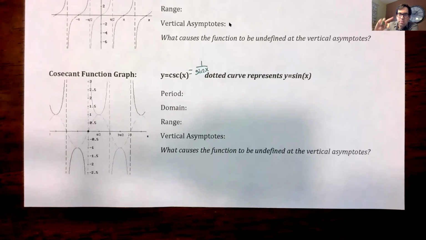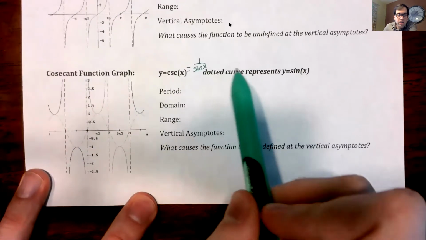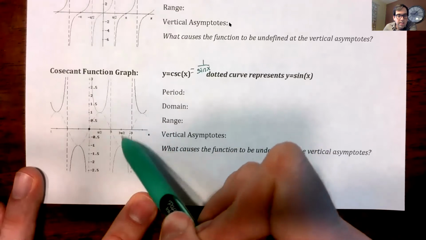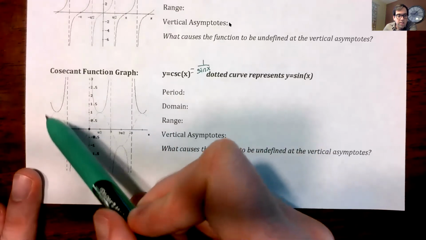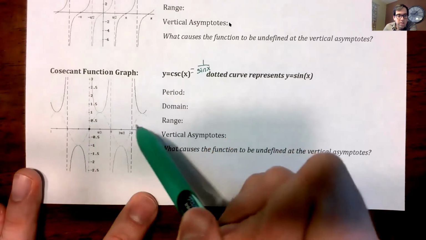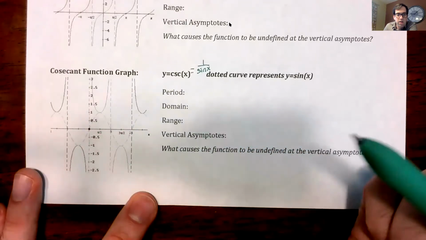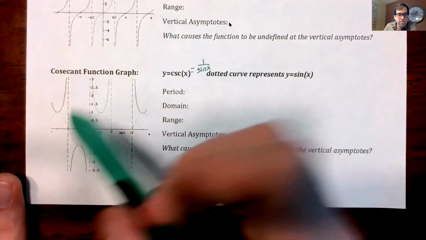If we think about it as being all of the y values are reciprocals of what they were for sine, that'll help. So the dotted curve that you see on this graph is sine. It's the original sine function that we already sketched from 0 to 2 pi. You can see it goes up to 1, back to 0, down to -1, back to 0. Okay, so that's sine.